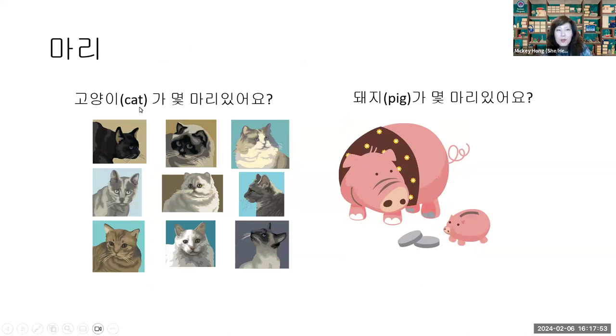Cats have 9 lives. 고양이가 몇 마리 있어요? So when you're talking about animals, you say 마리. So don't count people with 마리. That would be very offensive, right? Because 마리 is counter for animals, not people. 아홉 마리 있어요. 돼지가 몇 마리 있어요? How many pigs are there? Even if it's not a real pig, let's count the piggy bank. 두 마리 있어요.